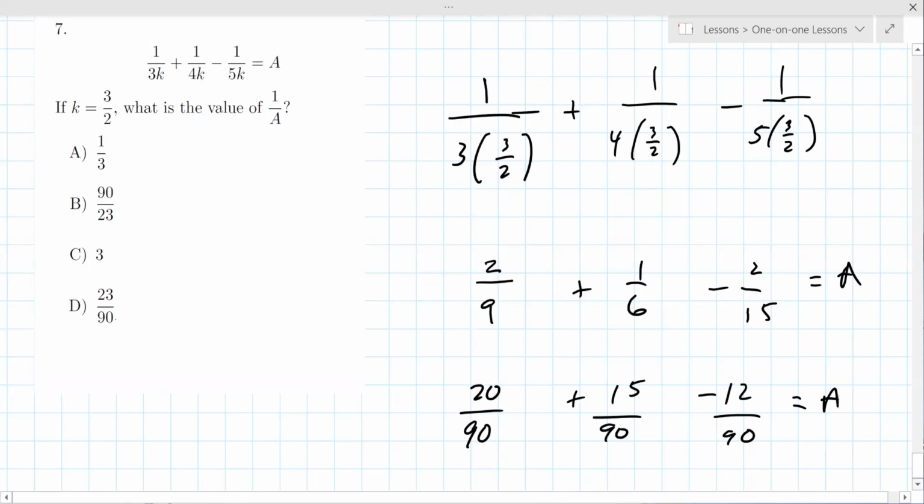So what does that become? 23 over 90, but then you've got to flip it, so it's 90 over 23.